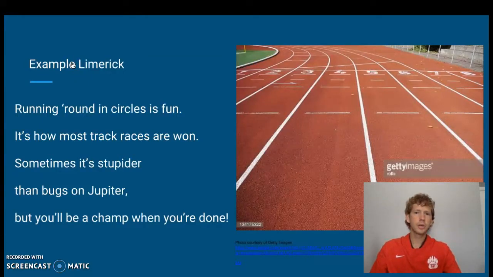Lastly, you'll see that I also included figurative language. If you're struggling to recall what figurative language is, remember, figurative language includes things like similes, metaphors, personification. Those are the things that we usually talk about as being figurative language. So in this example poem, you can see that I used a simile, comparing two unlike things using like, as, or than. You'll see my figurative language in lines 3 and 4. Sometimes it's stupider than bugs on Jupiter. So there's an example of a poem that would score very well.